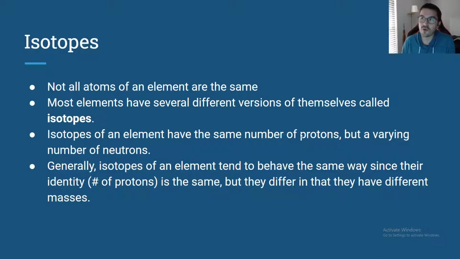Okay, so if we were to talk about the isotopes of carbon, for example, all of those isotopes would have 6 protons, but they have a varying number of neutrons. So that is the difference between different isotopes of an element. It is the number of neutrons. Okay? Generally speaking, isotopes of an element tend to behave the same way since their identity, right, or their number of protons is the same, but they do differ in the fact that they have a different mass, okay, and that actually can matter in some situations.